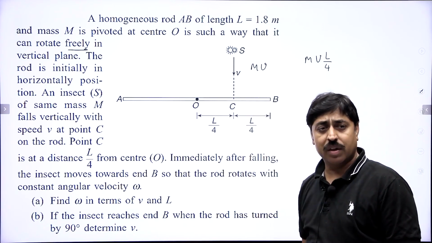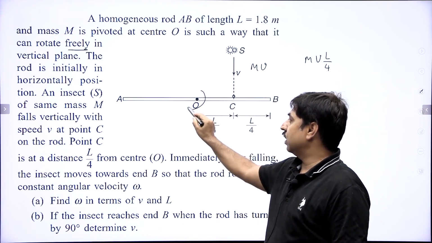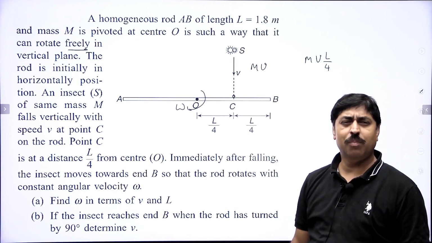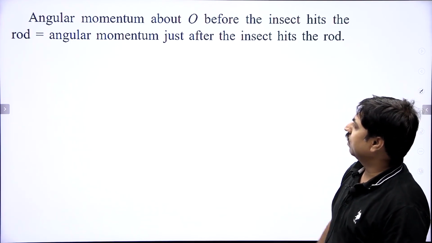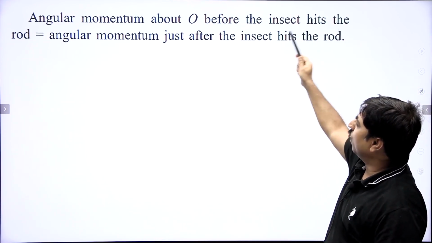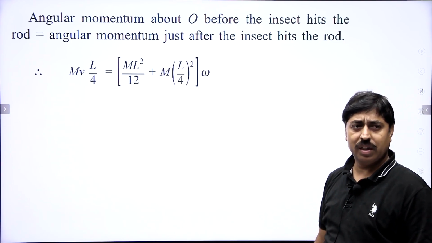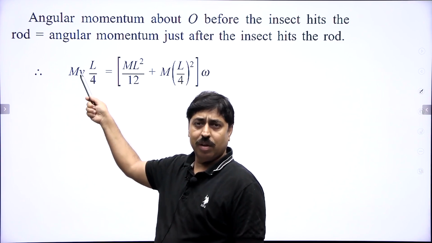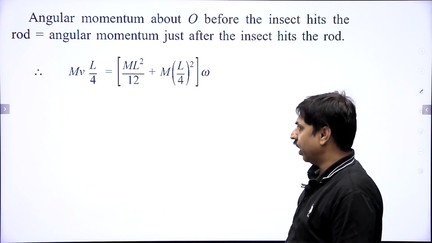Just after the insect lands on the rod, the whole assembly starts to rotate with angular speed omega. So the angular momentum is simply I into omega, isn't it? If you do those calculations, angular momentum about O before the insect hits the rod is equal to angular momentum just after the insect hits the rod. So just before the insect hits the rod, this is the angular momentum, and just after, this is the angular momentum, I omega.